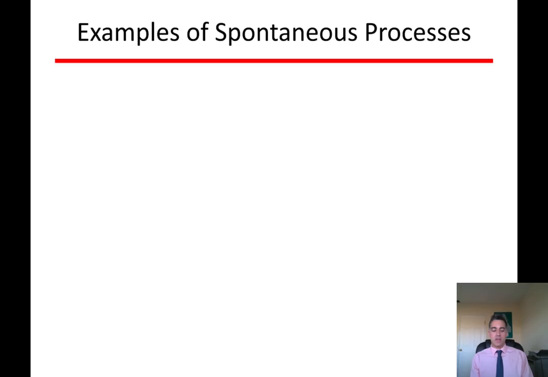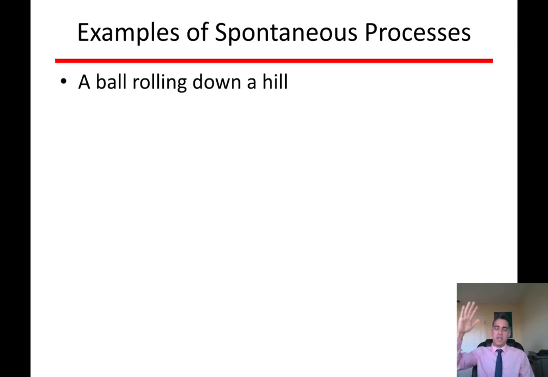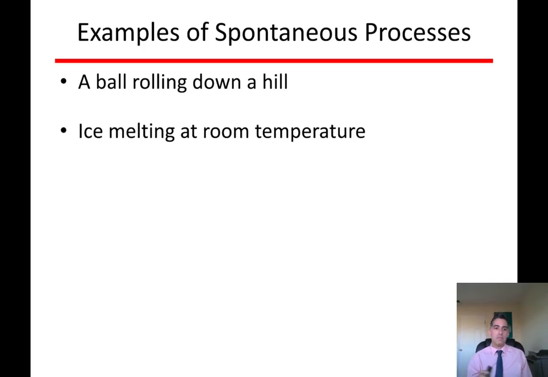Let's talk about some examples of some spontaneous processes. A ball rolling down a hill would be an example of a spontaneous process. You may need to give the ball a push to get it started, but once the ball is rolling, it will continue on its own without continuous external influence. You don't have to be pushing the ball and pressing it all the way down the hill. Once you give it a nudge, it will go downhill on its own. Ice melting at room temperature is spontaneous. If you take an ice cube out of your freezer and you leave it to sit on your tabletop at room temperature for a few minutes or an hour, it'll melt on its own.